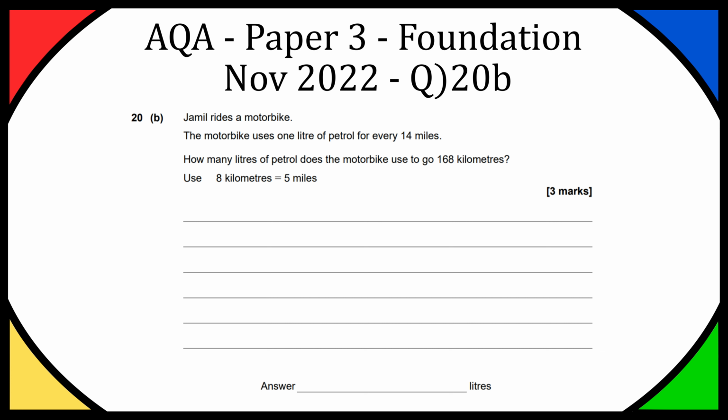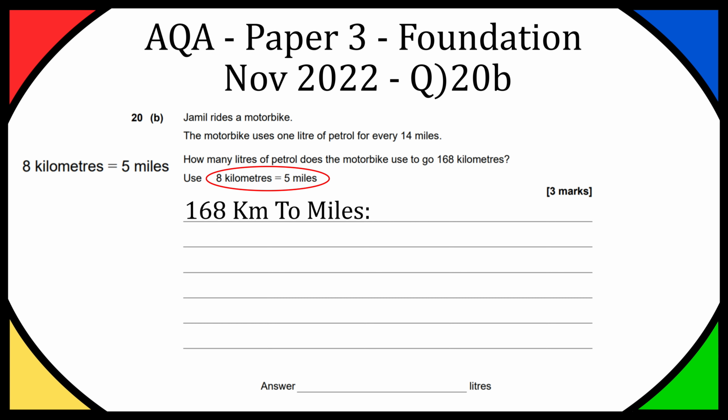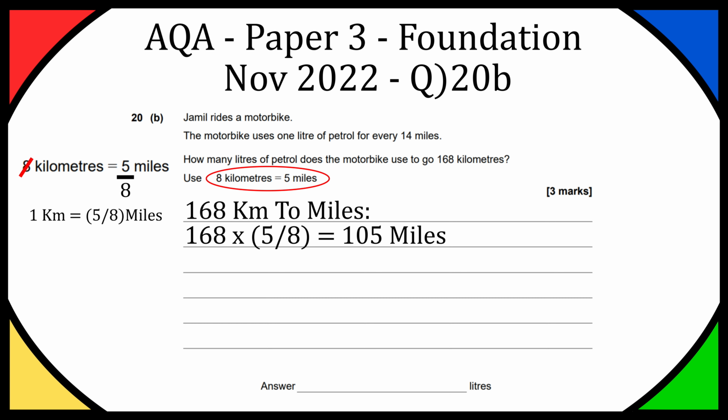So when we're looking at 168 kilometres, let's convert that to miles, because we know that 1 litre of petrol is going to give us 14 miles, and we can use the ratio of 8 kilometres to 5 miles to convert the 168 kilometres into miles. So we know 8 kilometres is equal to 5 miles. If we rearrange this equation and divide both sides by 8, we can work out 1 kilometre is equal to 5 over 8 miles. We have 168 kilometres, so 168 times 5 over 8, because 1 kilometre is 5/8 of a mile. That's going to give us 105 miles.